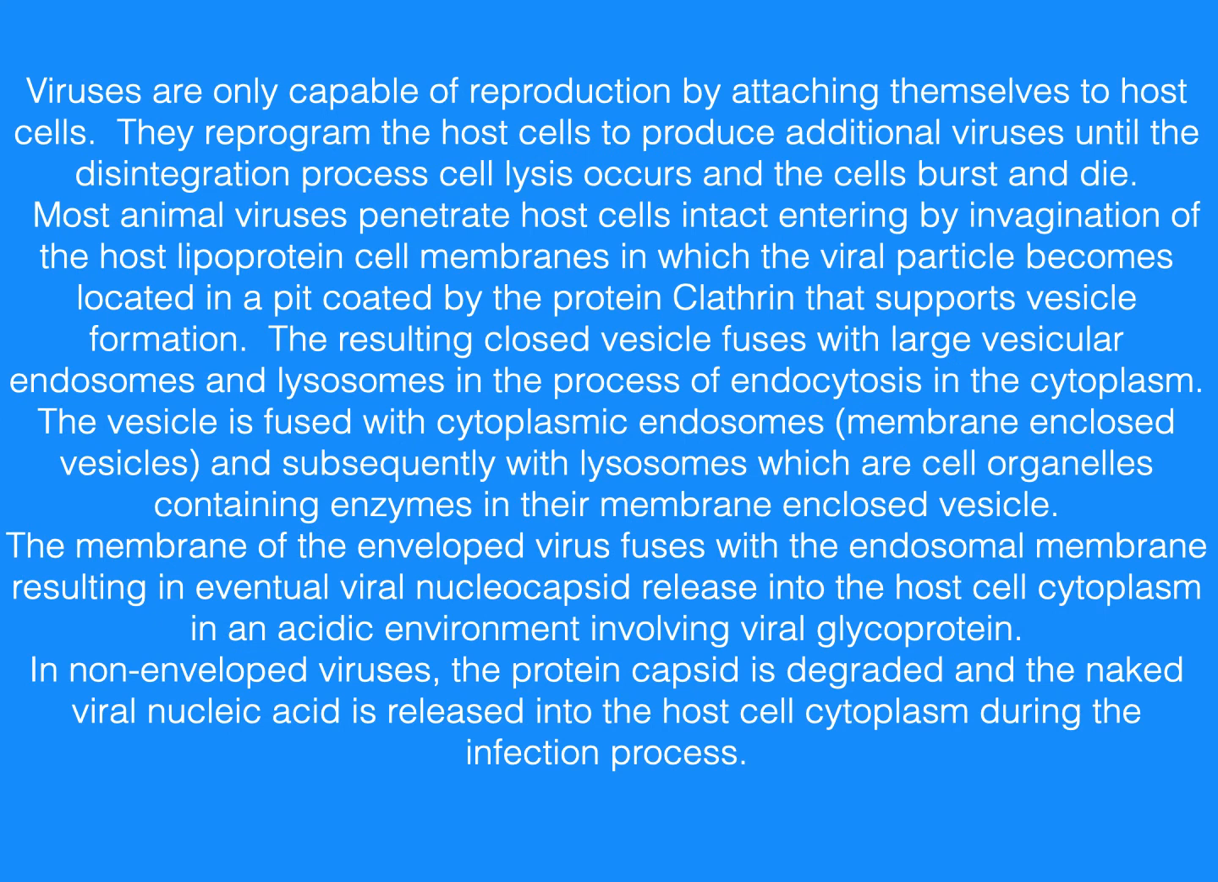Viruses are only capable of reproduction by attaching themselves to host cells. They reprogram the host cells to produce additional viruses until the disintegration process cell lysis occurs and the cells burst and die. Most animal viruses penetrate host cells intact, entering by invagination of the host lipoprotein cell membranes, in which the viral particle becomes located in a pit coated by the protein clathrin that supports vesicle formation.